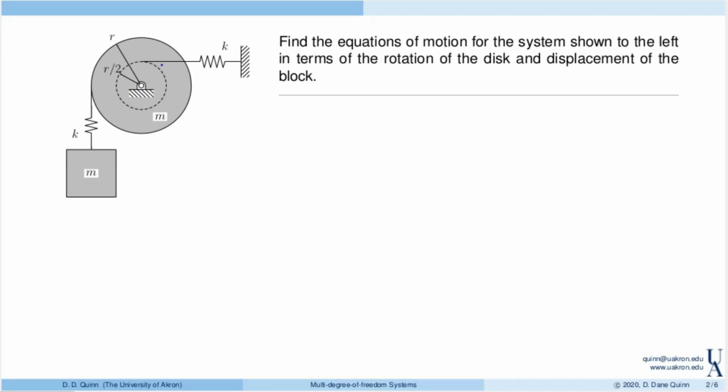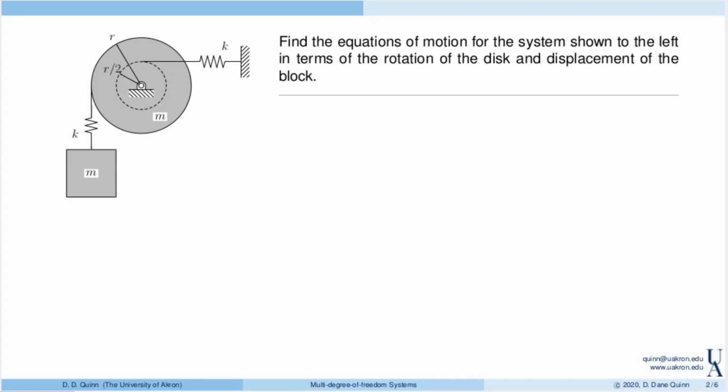We have a disk here of radius r, mass m, and it also has an inner hub with half the radius. So to that inner hub is connected a cable with a spring and then grounded. Then on the outer hub there's a second cable which is wrapped around, and that's connected to a spring that then supports a block of mass m. Each of these springs have identical spring constants, k, and I'd like to find the equations of motion for the system in terms of the rotation of the disk, right, so an angle that measures how this disk rotates, and the displacement of the block with respect to the ground.